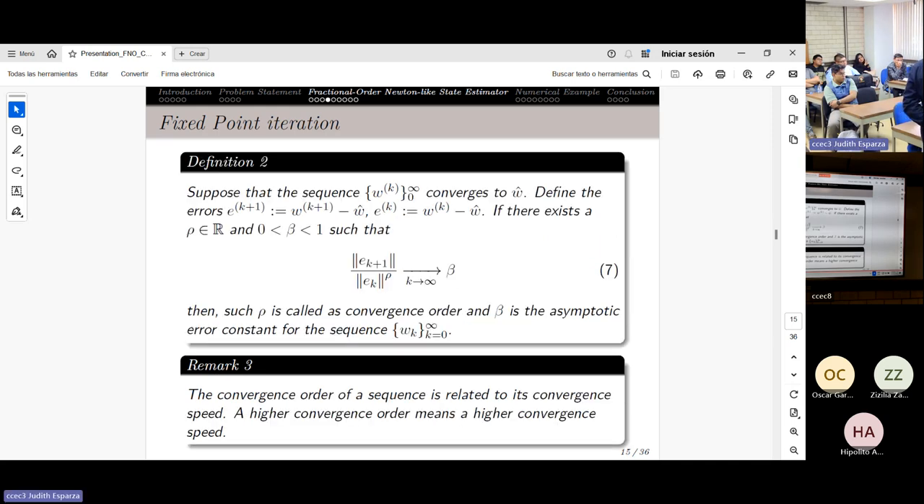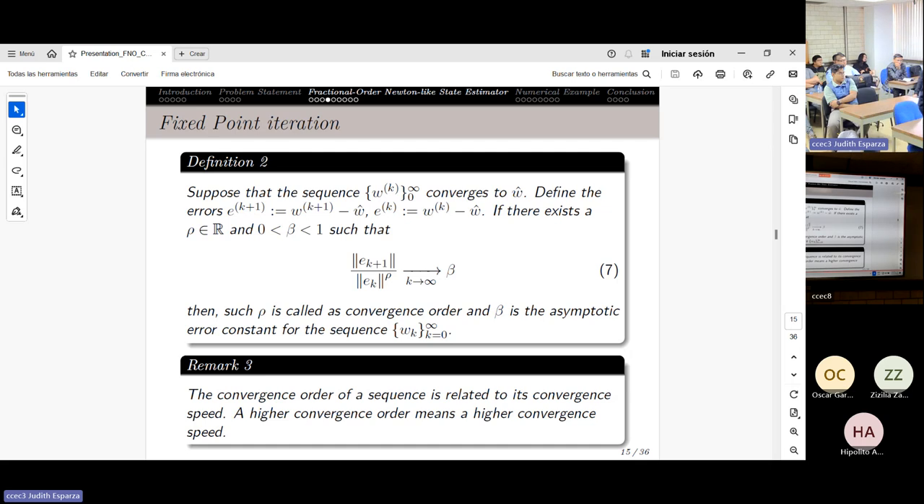We have the following definition. This sequence is carried out with a simple concept of convergence order. This concept means the speed of convergence of this sequence. As we can see in remark three, the convergence order of the sequence is related to its convergence speed.